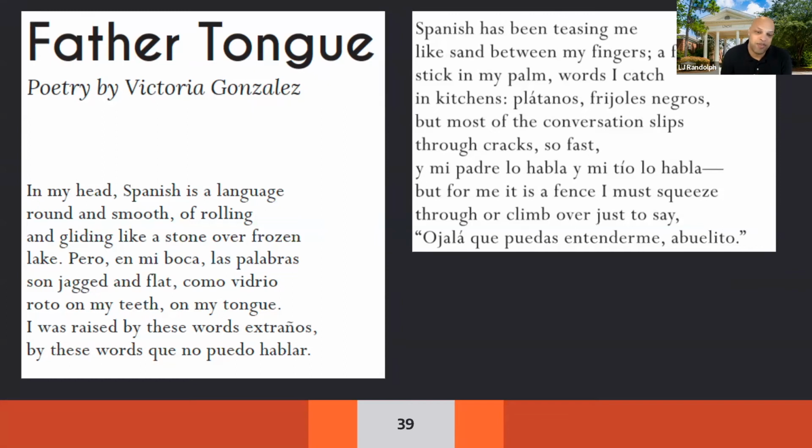And I couple that with this poem written by one of my students, actually, and published in a literary magazine. This is called Father Tongue. And in this, I'll just read this first stanza. She says, "In my head, Spanish is a language round and smooth, of rolling and gliding like a stone over frozen lake. Pero en mi boca, las palabras son jagged and flat, como vidrio, roto on my teeth, on my tongue. I was raised by these words extraños, by these words que no puedo hablar."